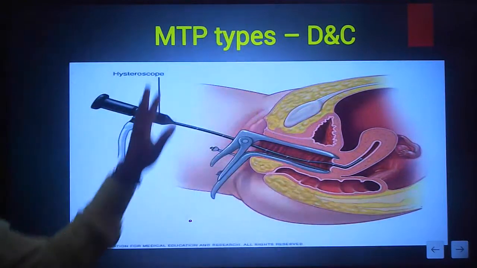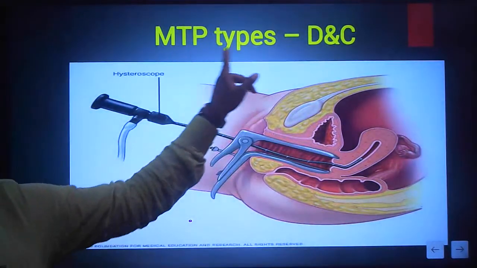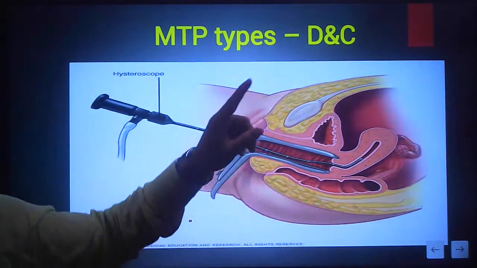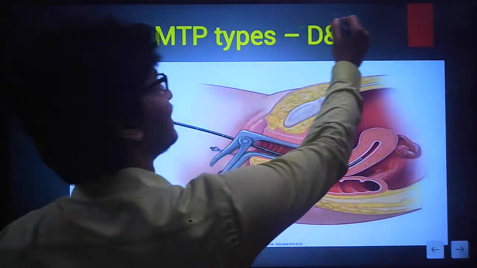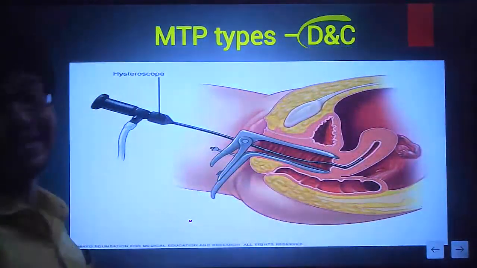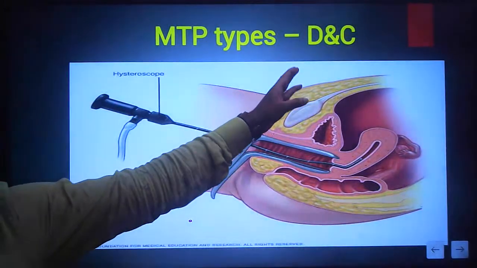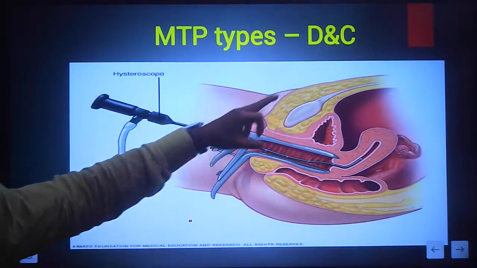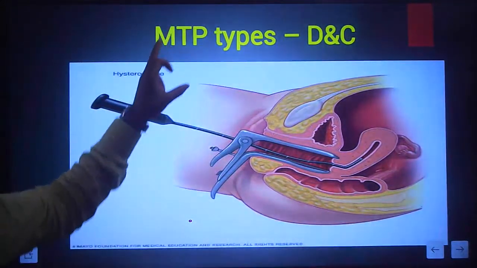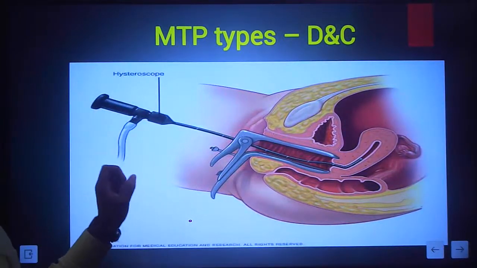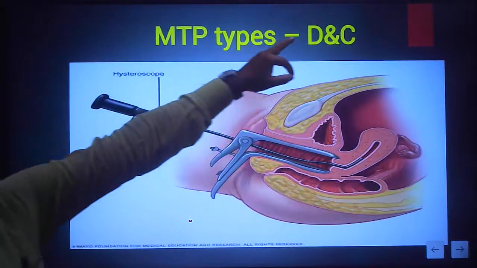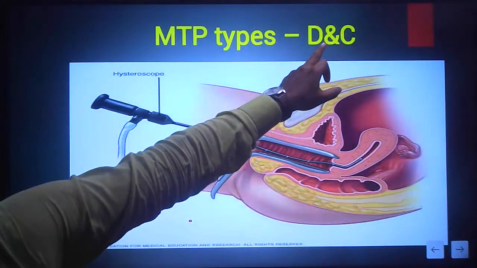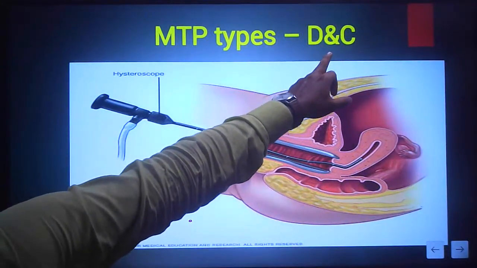Okay, so now we're going to discuss the MTP types. DNC. So you would have heard about DNC. Can you give an expansion for DNC? You would have heard in many places that they have done a DNC. What do you mean by DNC? The DNC is a procedure where you could see the induced abortion. The induced abortion is first done with a technique, and this technique we call a DNC.